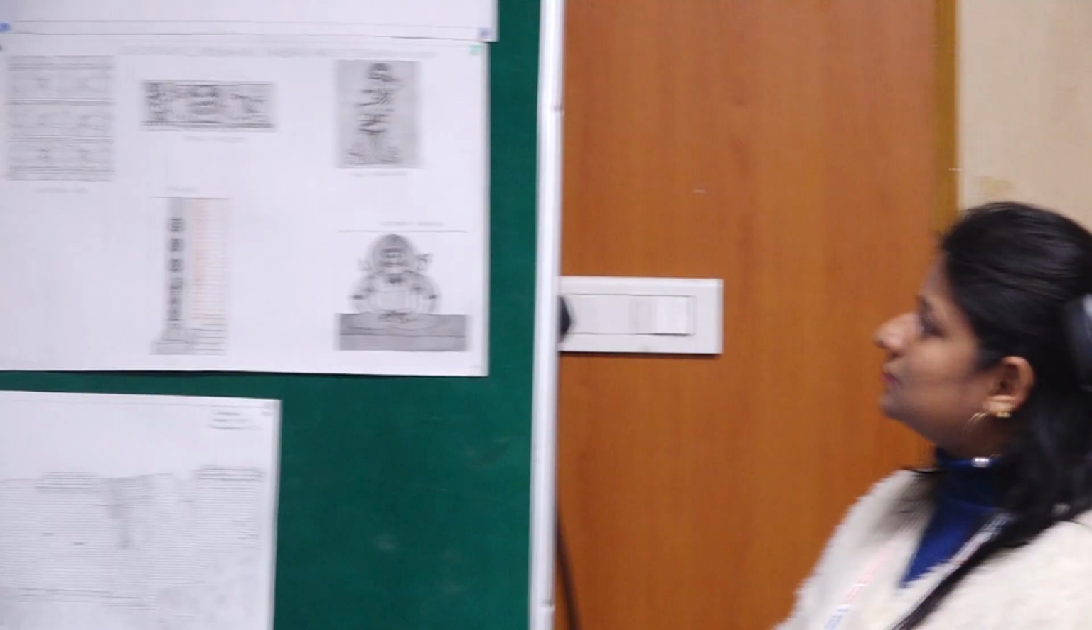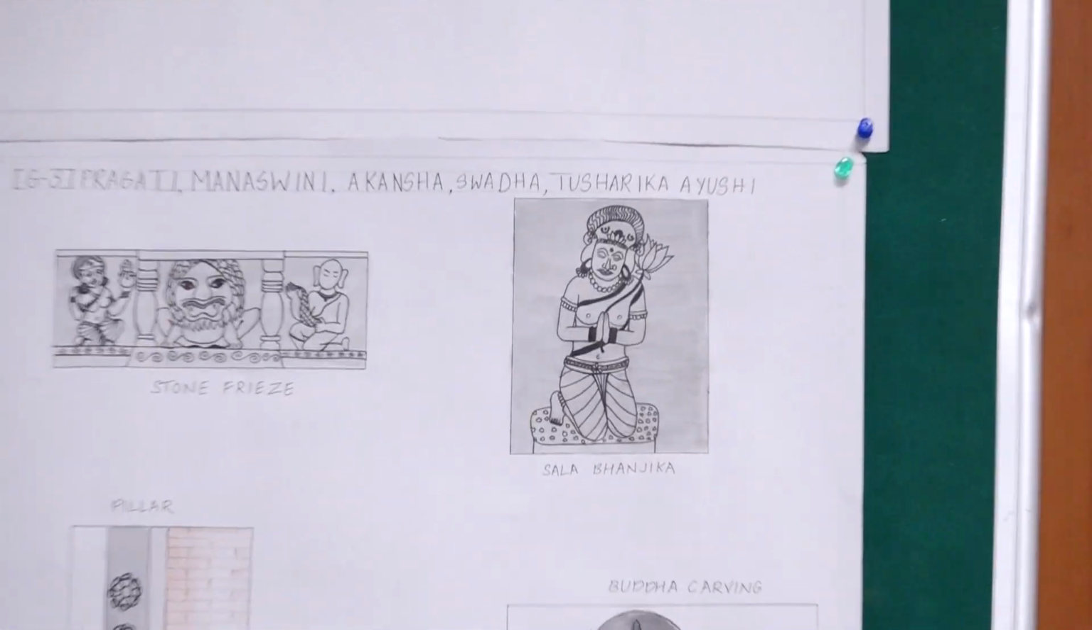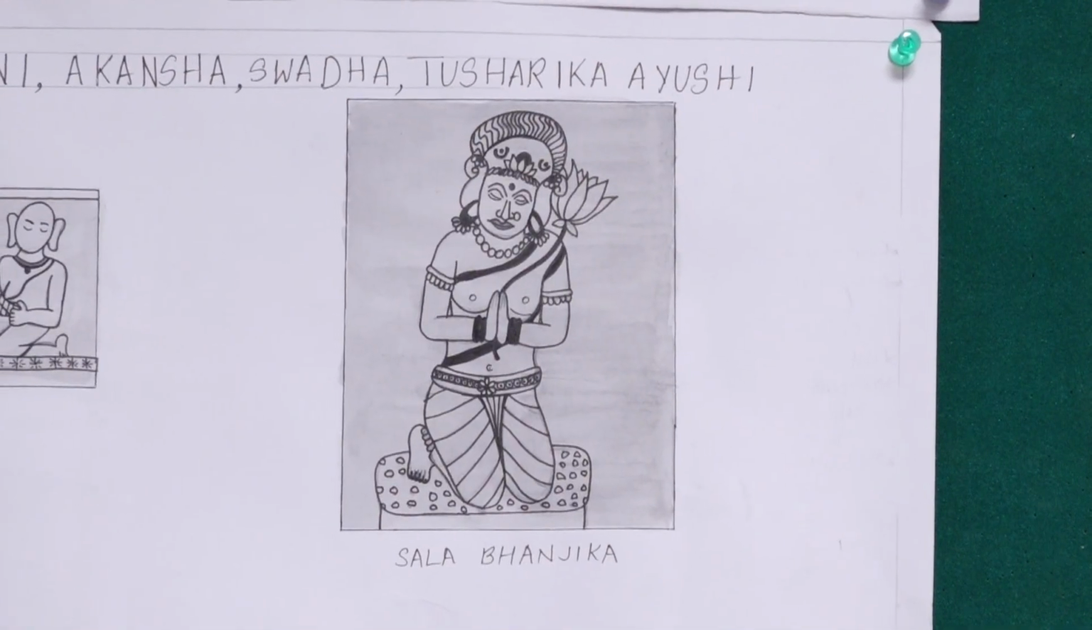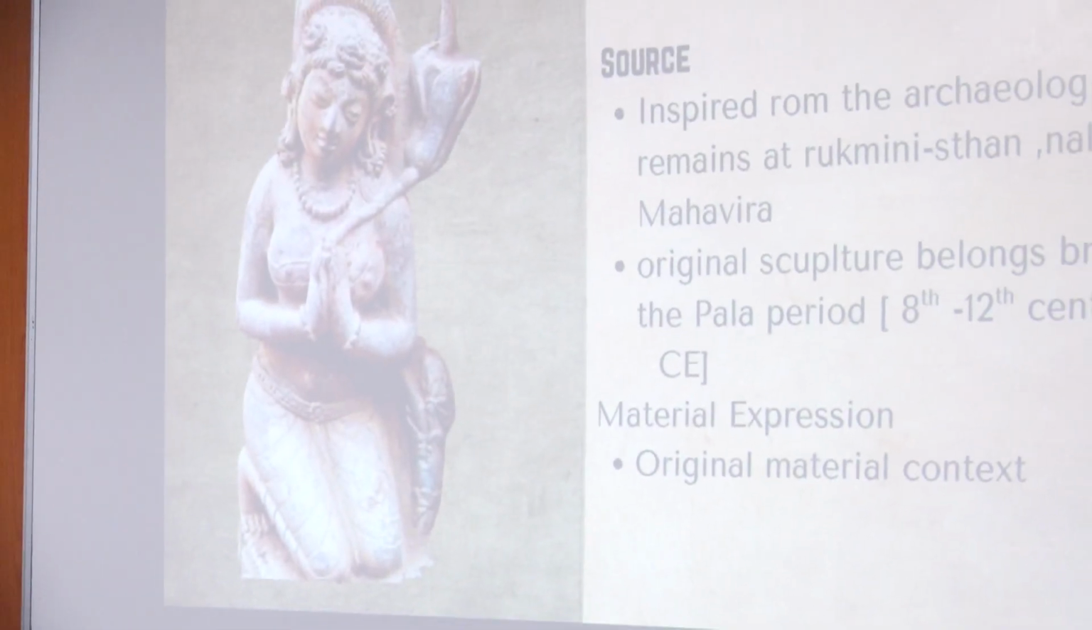Good afternoon everyone, my name is Ayushi Singh. I am here to tell you about a few of the elements which we have worked on for the front facade. This one is Shala Bhanjika. The sculptural motif is inspired by the archaeological remains at Rukmani Sthan, located within the wider cultural landscape of Nalanda. Originally, the sculpture belongs broadly to the Pala period, a phase when Nalanda flourished as a center of Buddhist learning, art and stone craftsmanship.